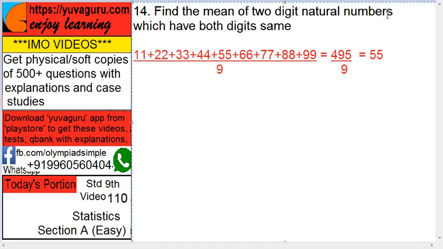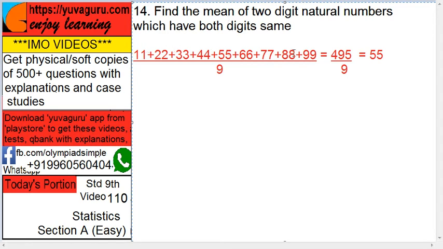2-digit natural numbers which have both the same digits. Now 2-digit natural numbers means from 10 to 99 only, and both should have the same digits. So 11, table of 11: 11, 22, 33, 44, and so on up to 99. The whole upon how many numbers? 9, because we want the mean.